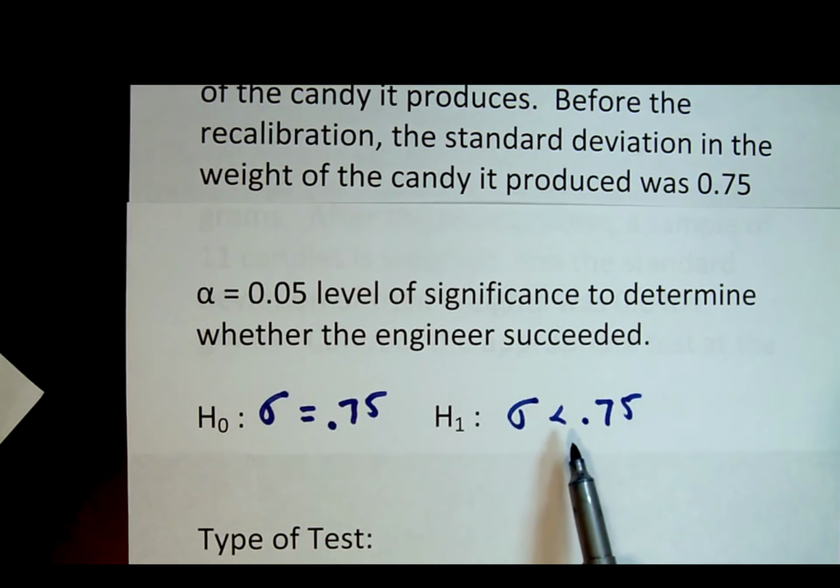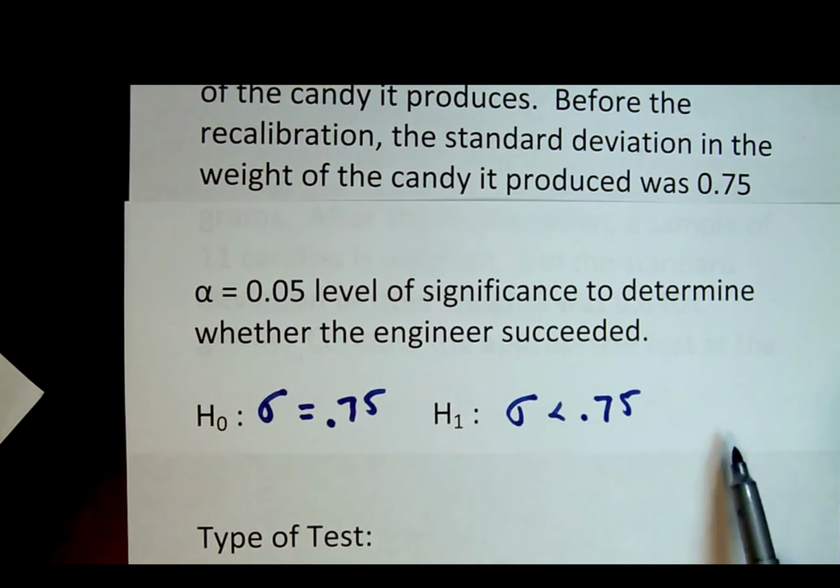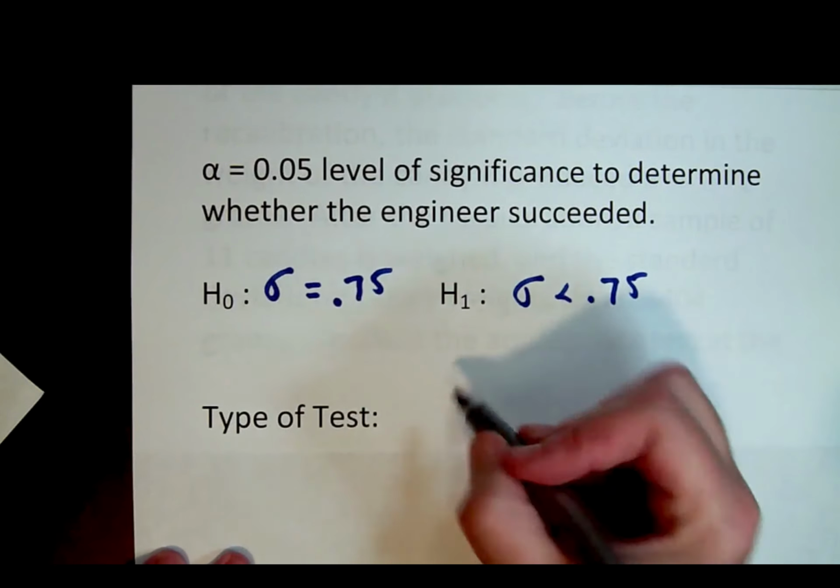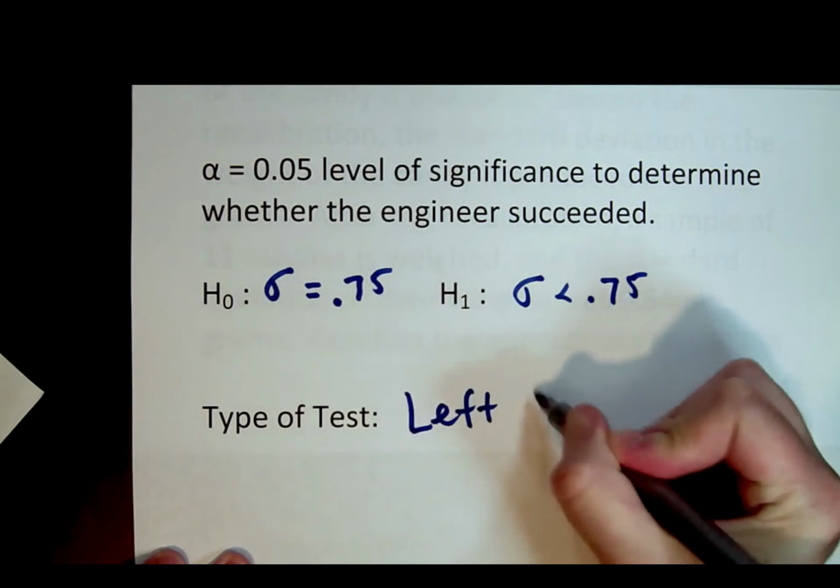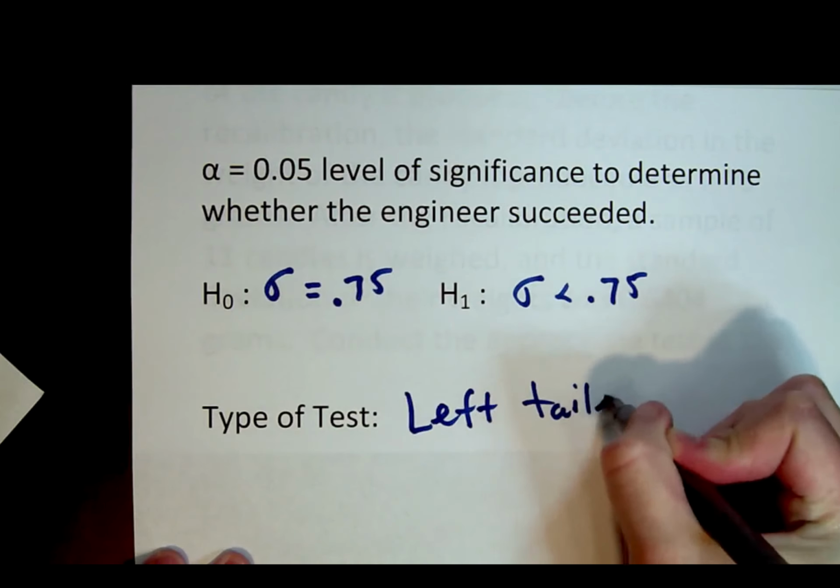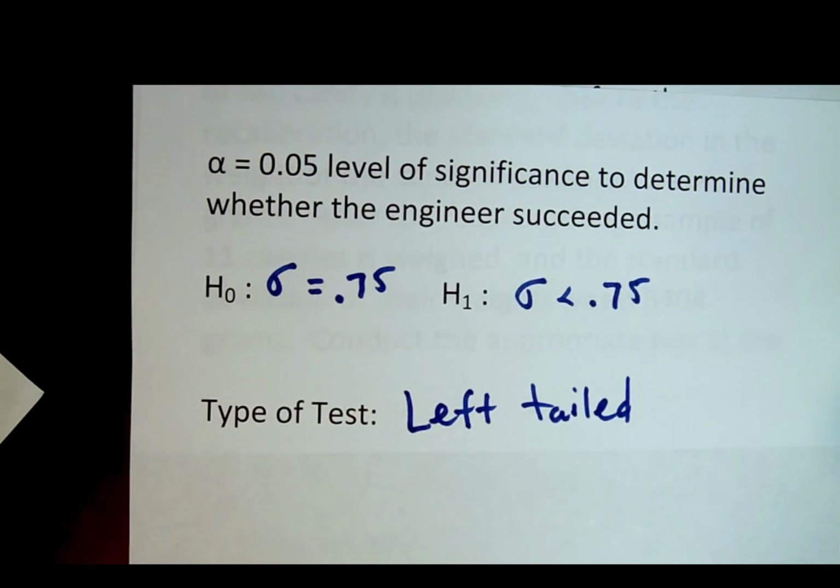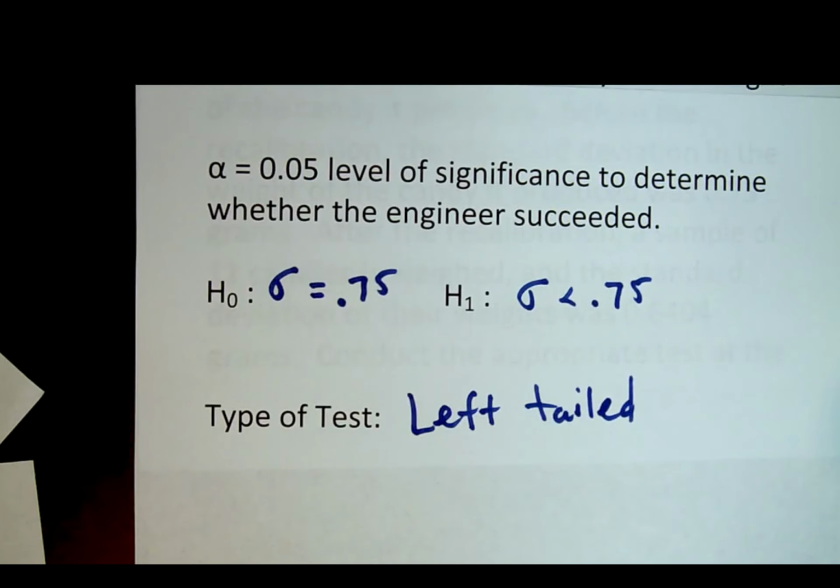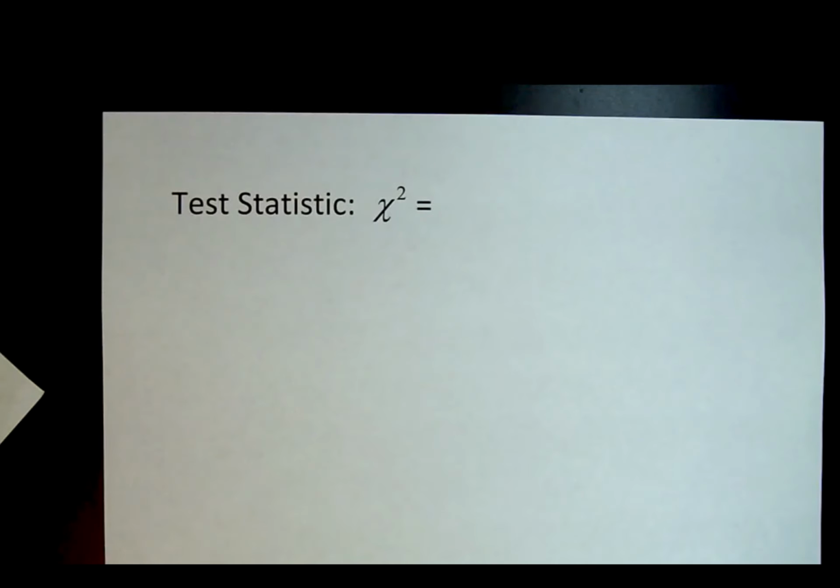When your alternate hypothesis is a less than, you're going to be looking for things on the left end of your table. So that's a left-tailed test. The test statistic, because we're doing a hypothesis test about a standard deviation, the test statistic we use is the chi-square.